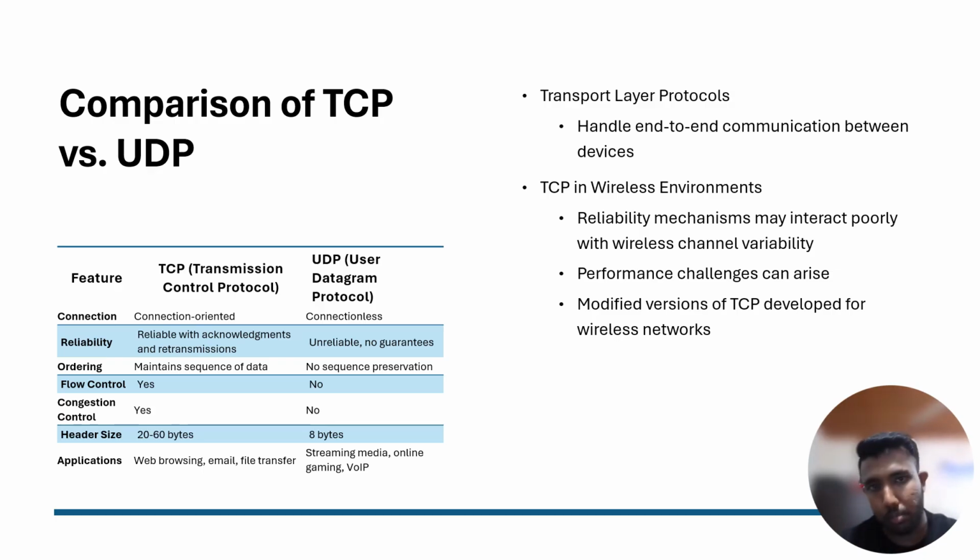In wireless environments, transmission control protocol reliability mechanisms can sometimes interact poorly with the inherent variability of wireless channels. For instance, transmission control protocol might interpret losses due to wireless errors as congestion and unnecessarily reduce transmission rates. Modified versions of TCP were developed for wireless networks specifically to address these wireless challenges. We'll move on to the next slide.